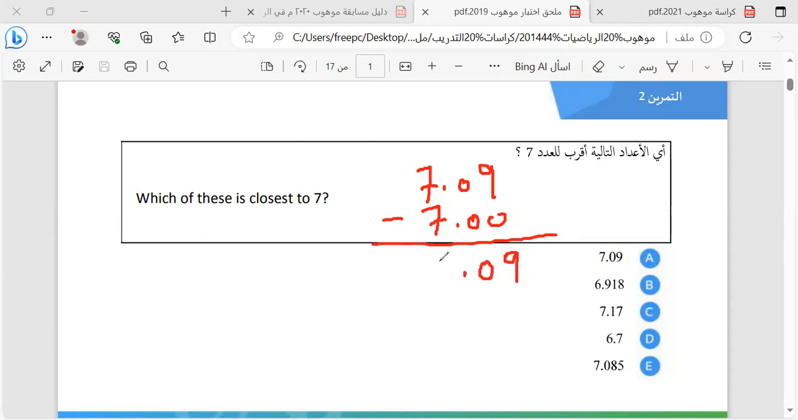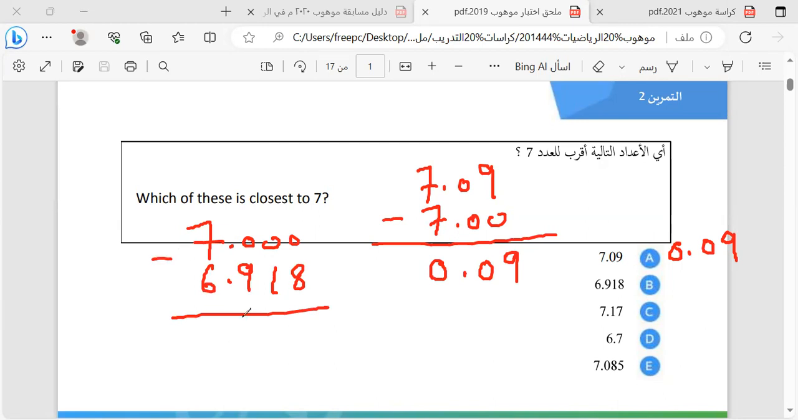Then 0, 7 minus 7 is what? So here 0.09, right? The second one, we subtract also from 7, we put a decimal with zeros. 6.918. How to subtract here, my student? 0 minus 8. Is it allowed? No.